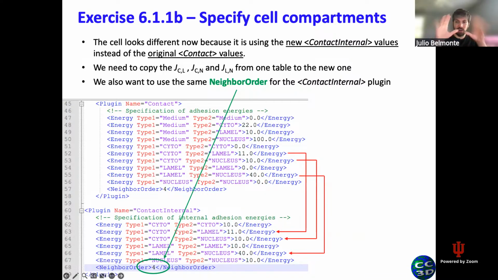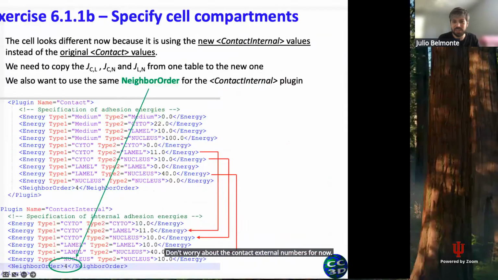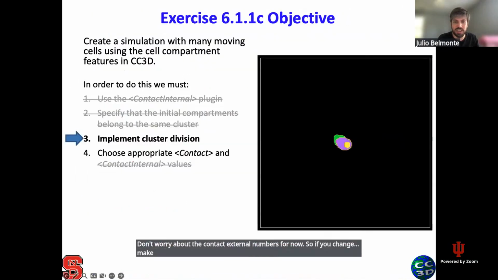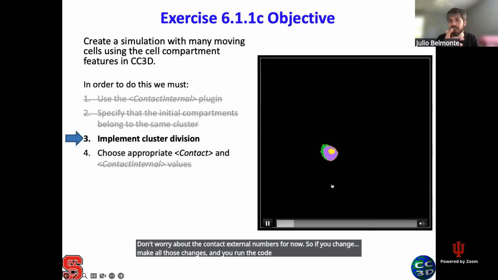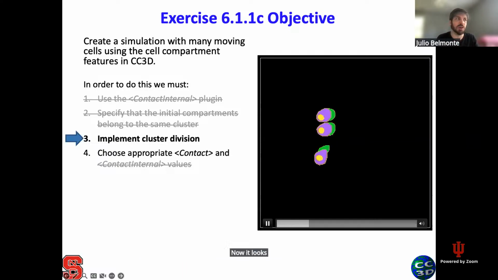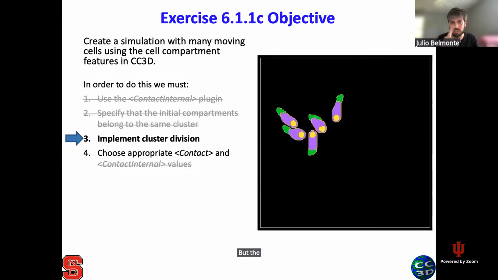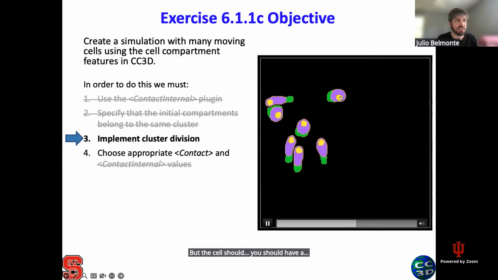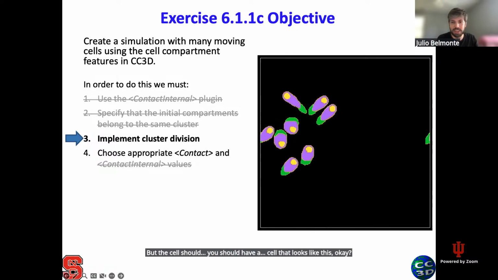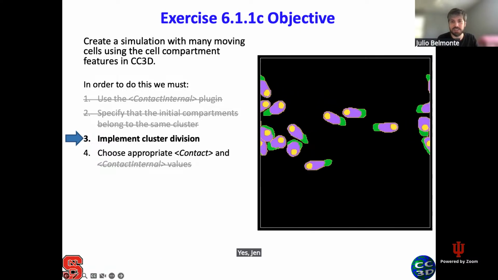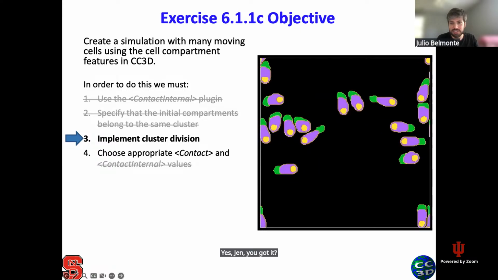Don't worry about the ContactInternal numbers for now. Okay. So if you make all those changes and you run the code, now it looks like this. Now it looks much better. Well, you don't have the division yet, but you should have a cell that looks like this. Okay. Yes, Jenny got it. Okay.